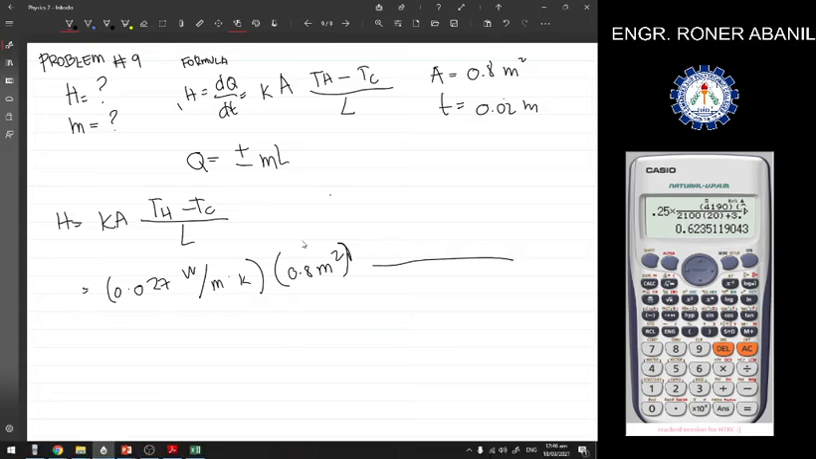Tapos yung TH is 30 degrees Celsius. Tapos yung TC natin is 0 degrees Celsius. Ito yung outside heat, no? So, ito yung heat sa loob. Tapos meron tayong length or thickness na L or thickness na 0.02 meters. So dito, makukuha natin ngayon yung H.